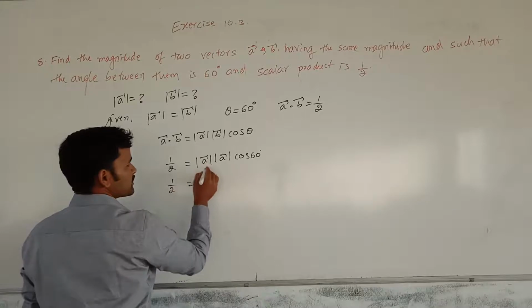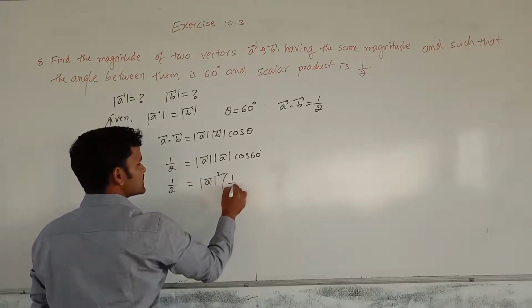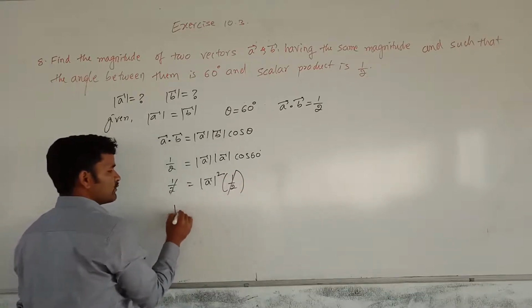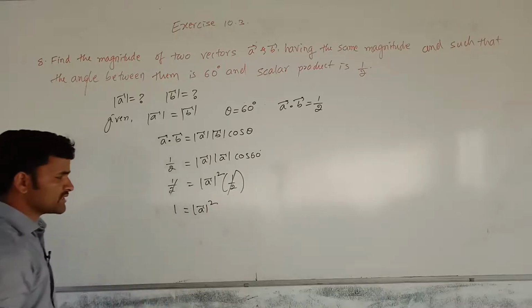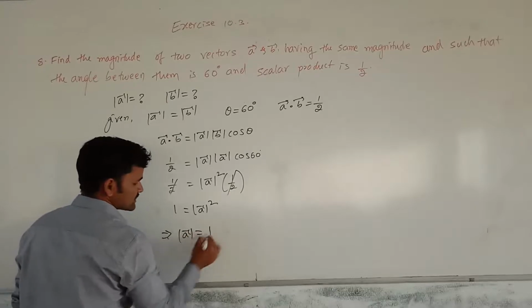1 by 2 into magnitude of A into magnitude of A is magnitude of A square. Cos 60 degree is 1 by 2. 1 by 2, 1 by 2 gets cancelled out. What do I have? I have 1 is equal to magnitude of A square. Magnitude of A square is 1. What about magnitude of A? So this implies magnitude of A is equal to 1.